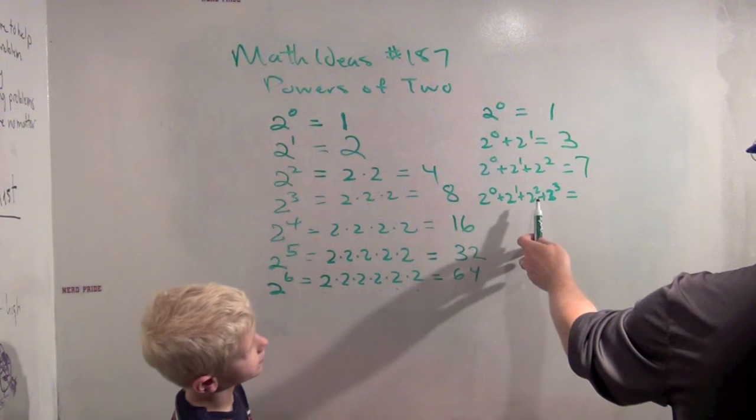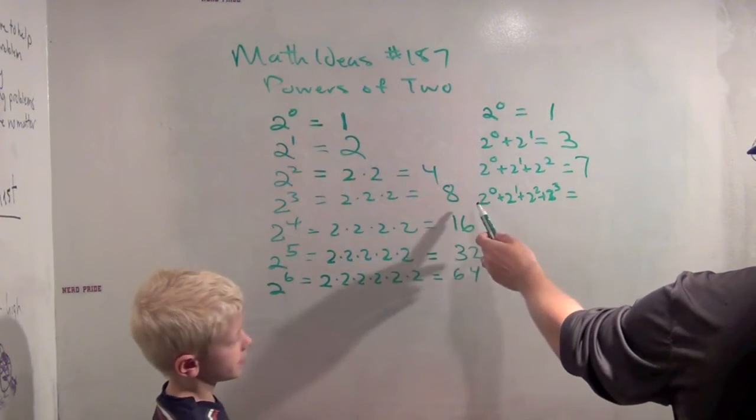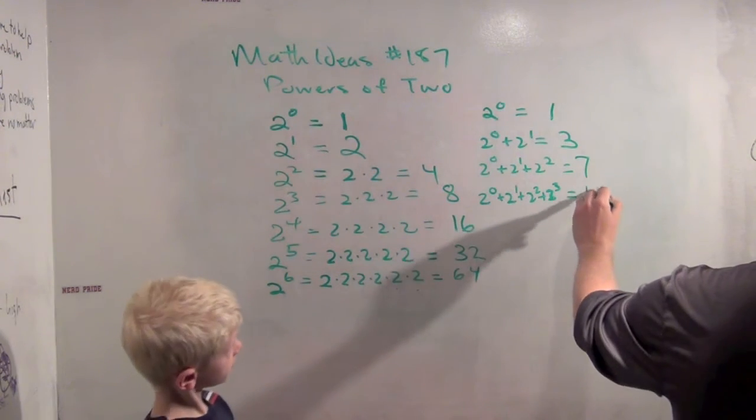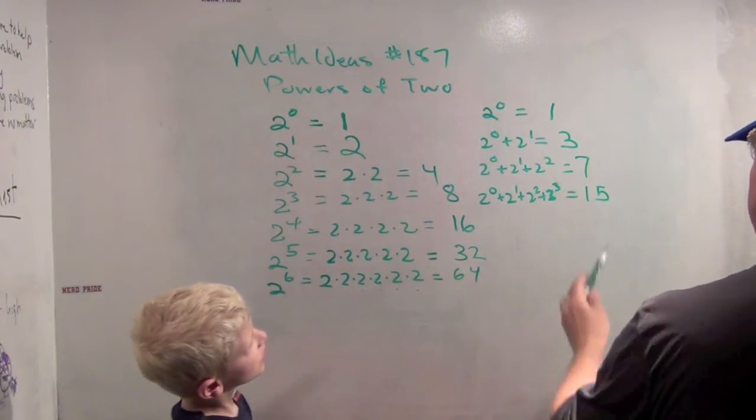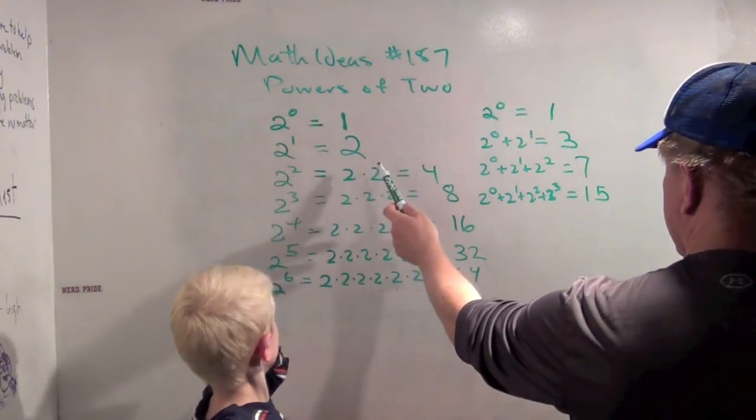1 plus 2 plus 4 plus 8. So that's going to be 7 plus 8, which is 15. You see an interesting pattern here? 1, 3, 7, 15. You see how that relates to anything over here?